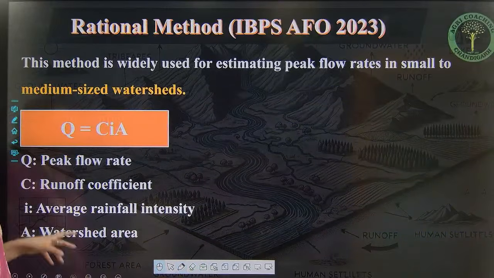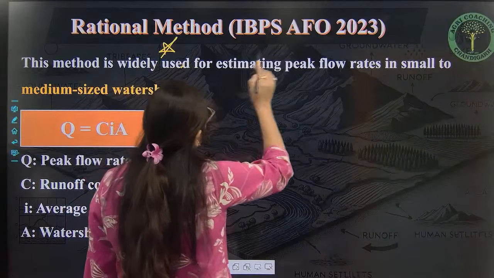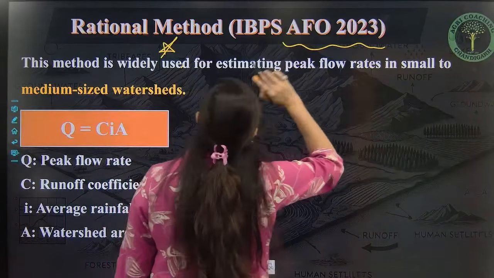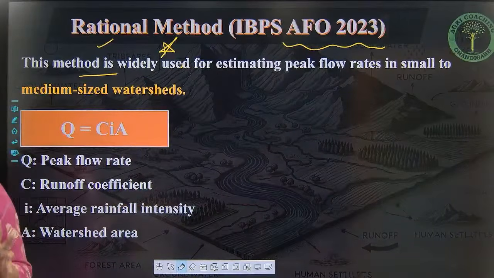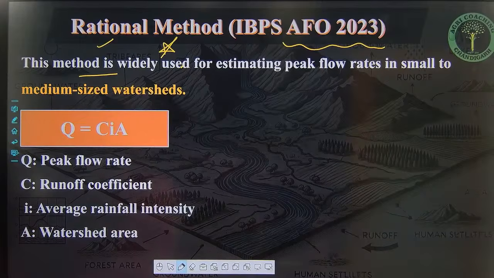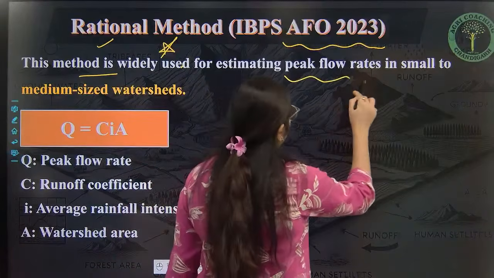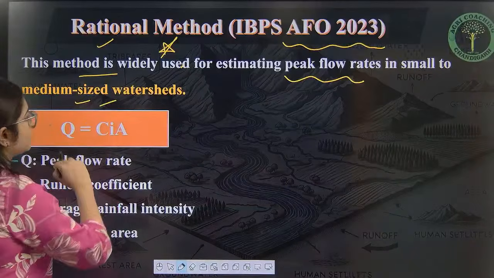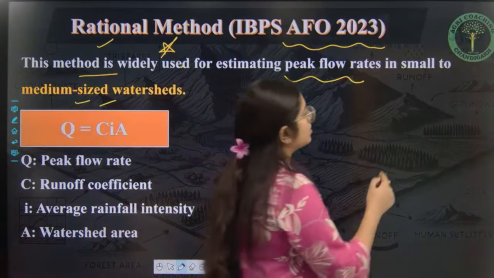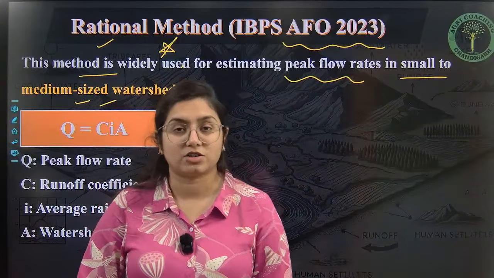Now, next, let's talk about the rational method. This is important. It was asked in A4 2023. Now, what is the meaning of rational method? This method is very popular and widely used for estimating the peak flow rates, but only in case of small to medium size watersheds, not suitable for the larger ones.